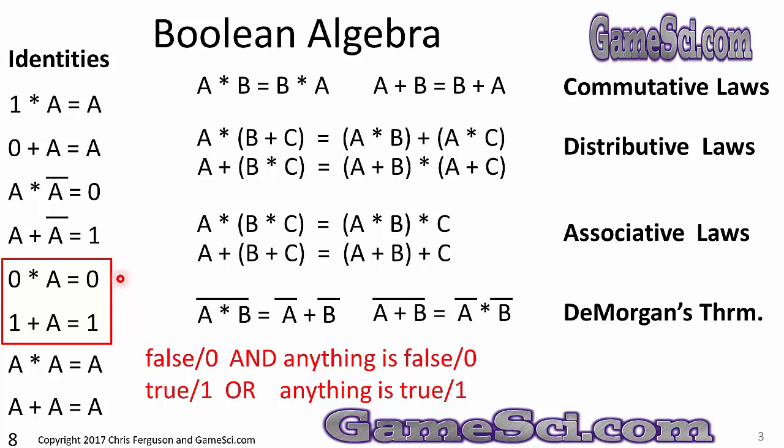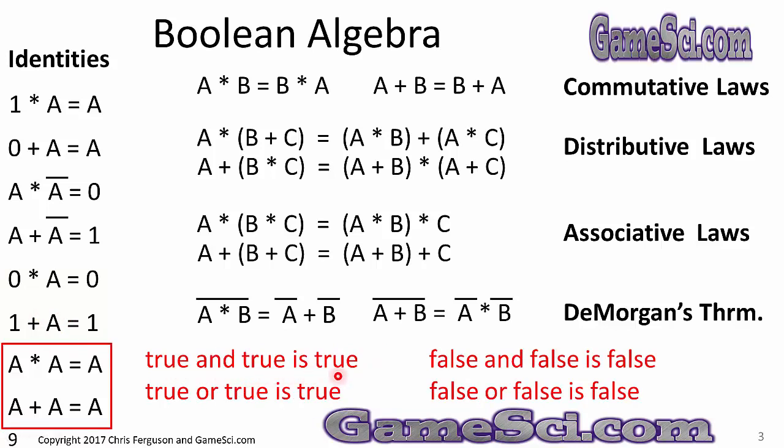0 and false is false. 0 and anything has to be false. True/1 or anything has to be true. If you already know one side of the OR is true, it really doesn't matter what this is, the result has to be true.